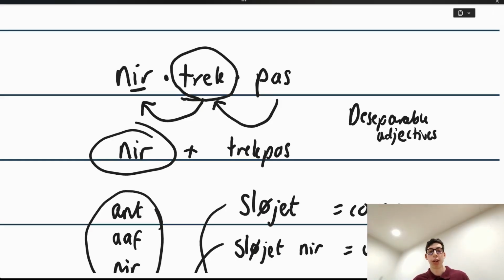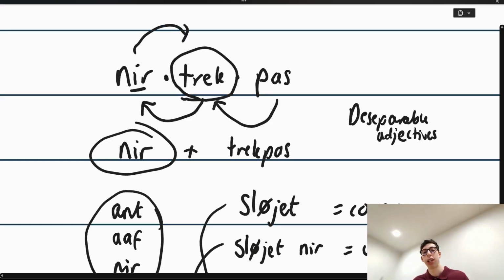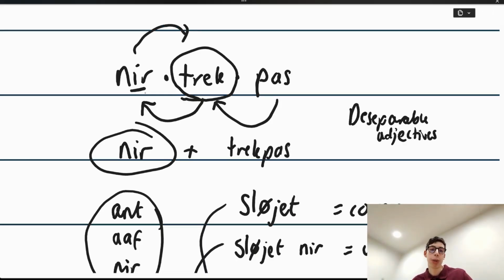So we go back and we say, well, actually, this trek here is our actual first one because we don't care about the near, it's going away. The proper first one is the trek, so we choose that one. So it's near trek pass, not near trek pass.